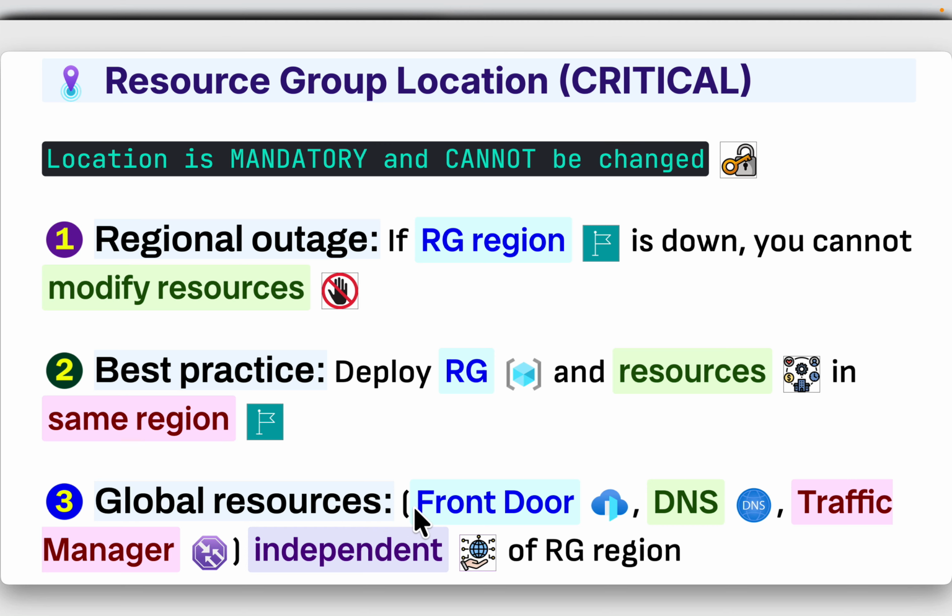Global resources, there are some global resources as well. For example, Front Door, DNS, and Traffic Manager, and they are independent of any resource group region.